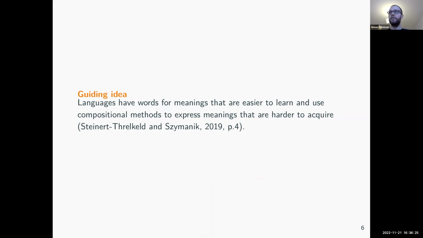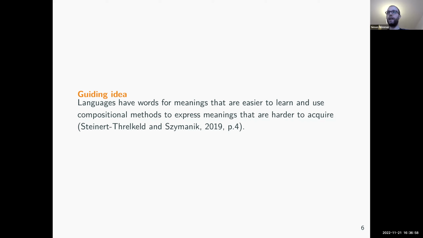And that explains why we don't find lexicalized contrafactives in natural languages, in part because of the following guiding idea that was developed by Shane Strana-Frelkeld and Jakob Simonek in a bunch of papers. The idea is that languages have words for meanings that are easier to learn and then use compositional methods to express meanings that are harder to acquire. So if a contrafactive was harder to learn, then we'd expect that languages use compositional means to express the meanings that would otherwise be expressed by a contrafactive.